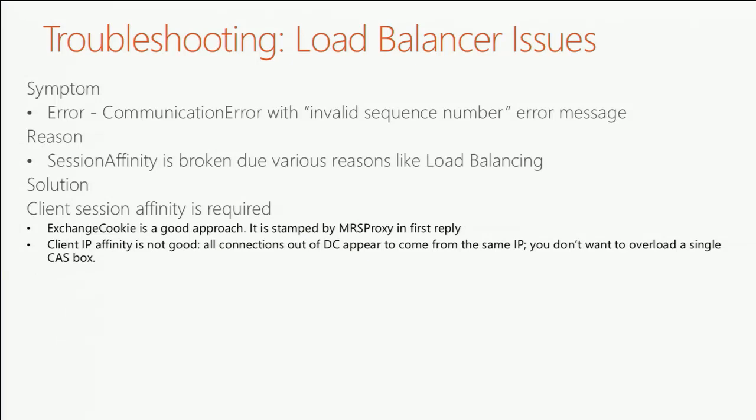And so if this is broken, then you will see a communication error with a message indicating that there was an invalid sequence number. So this is kind of nonspecific, but it's always or almost universally due to the cloud MRS no longer being able to talk to the same MRS proxy on premises. So usually this is due to a load balancer, and the approach to take is to use the exchange cookie, which is stamped by the MRS proxy, as a way to maintain this affinity instead of using IP affinity.